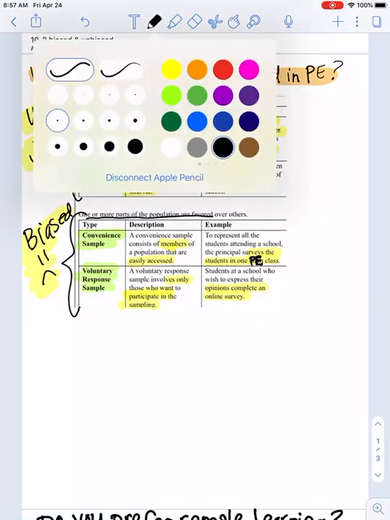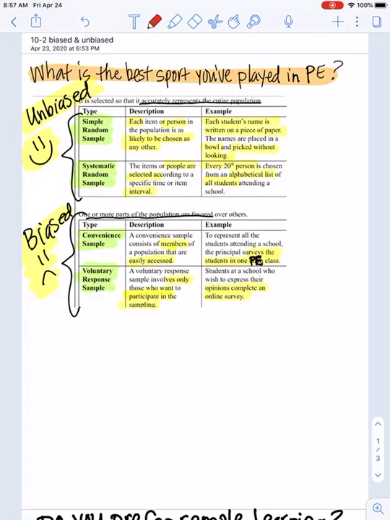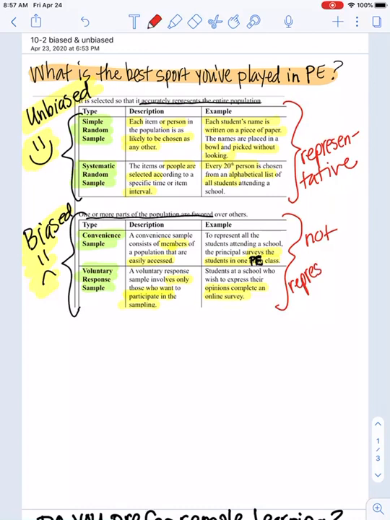Now, in IXL, it's talking about something else, about if the samples are representative, okay? So if it's a simple random sample or systematic, so if it's one of these two, then we would say that these are representative of the entire population, okay, because it's unbiased. If it's one of these bottom two, then we would say they are not representative of the entire population.